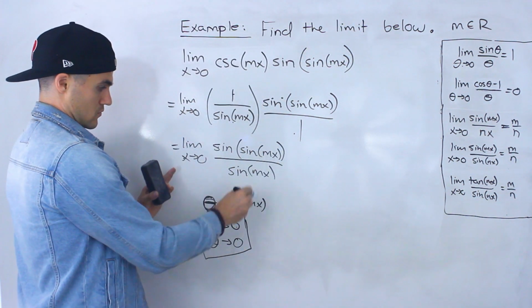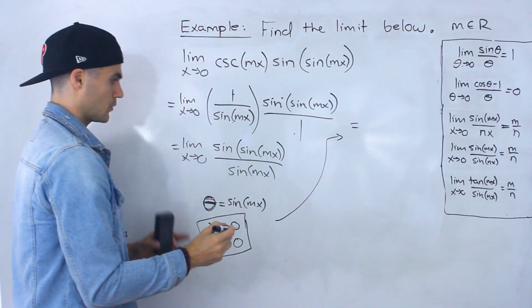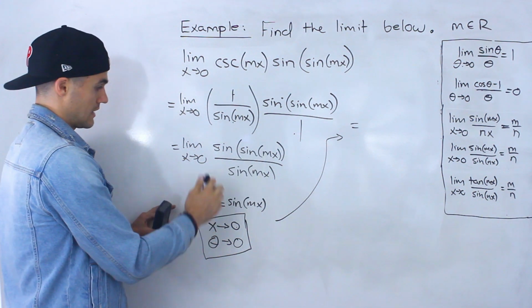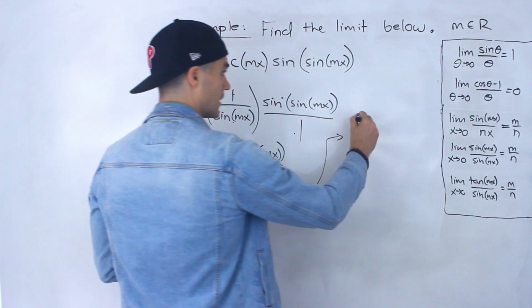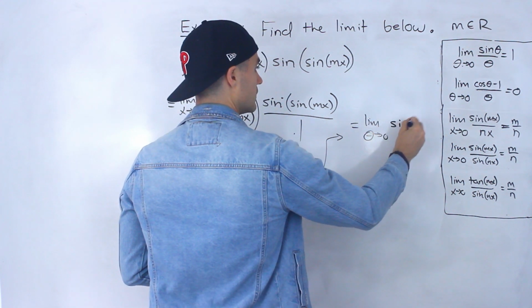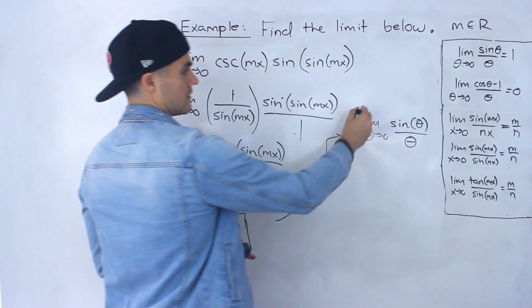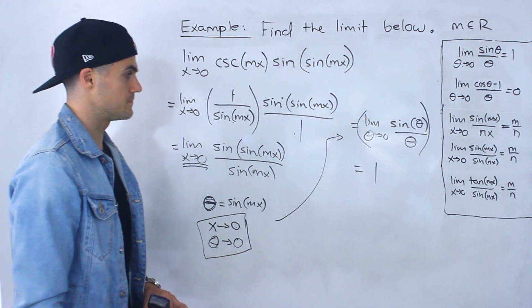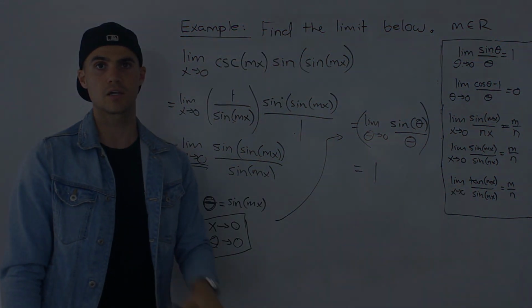So with all of this, let's continue here. We can do a change of variables. So for this sine mx, I'm going to plug in theta. And for this x approaching 0, I'm going to plug in theta approaching 0. So we would end up with the limit as theta approaches 0 of sine of theta over theta. And now notice that it's in this format, so it just equals 1. Right, so this limit here, after all this work, just ends up equaling 1.